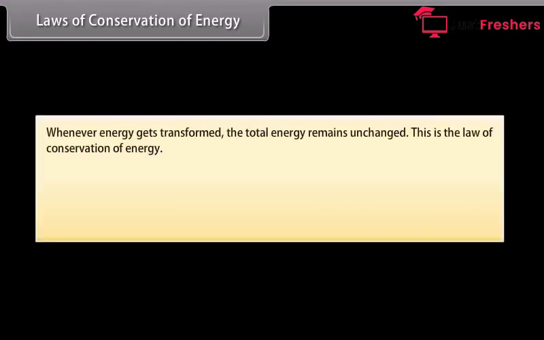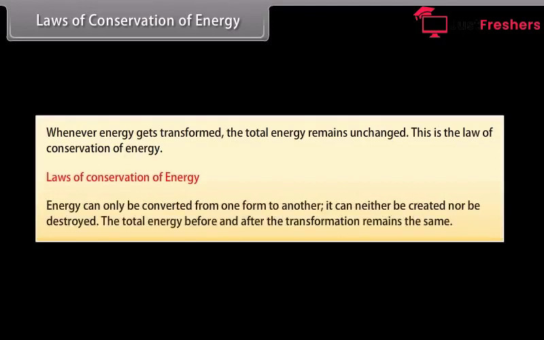Whenever energy gets transformed, the total energy remains unchanged. This is the law of conservation of energy. According to this law, energy can only be converted from one form to another. It can neither be created nor be destroyed. The total energy before and after the transformation remains the same.